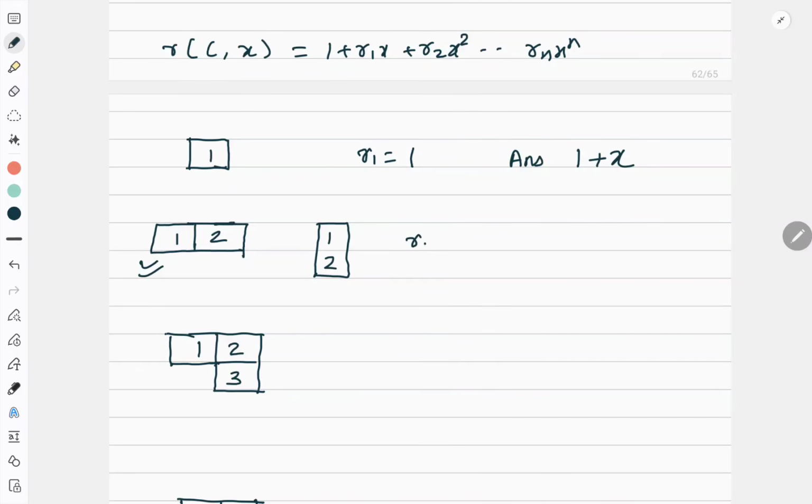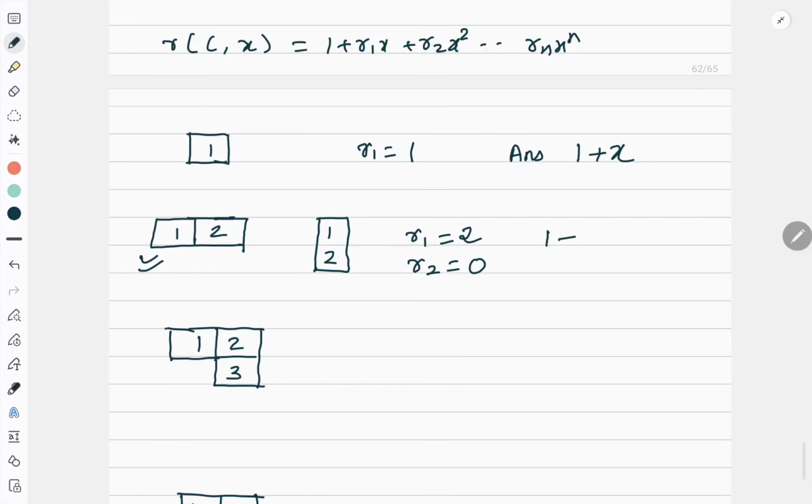Now let us see this board. What will be R1 for this? 1 pawn I can place here also, here also. So R1 is 2. What is R2? R2 is 0, because 2 pawns I cannot place, they will be capturing each other. Right? So for me, what will be the answer? 1 plus 2x. This will be the answer. Same thing will be followed in this also. So 1 plus 2x.